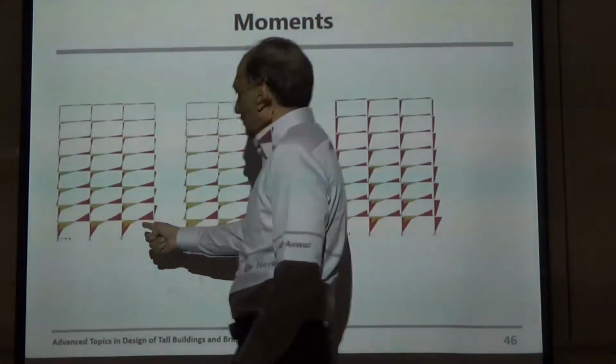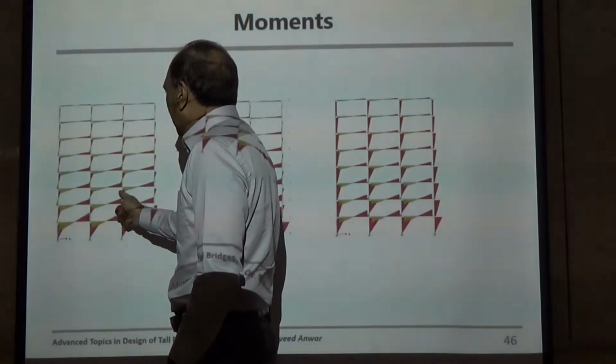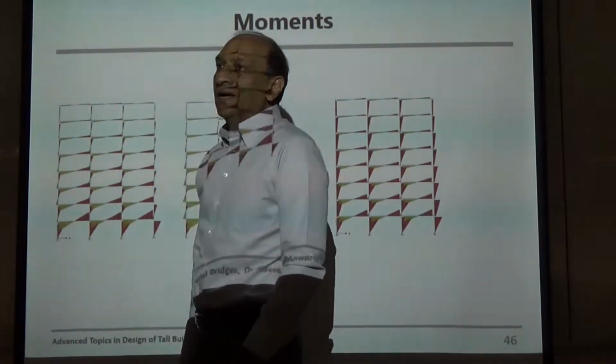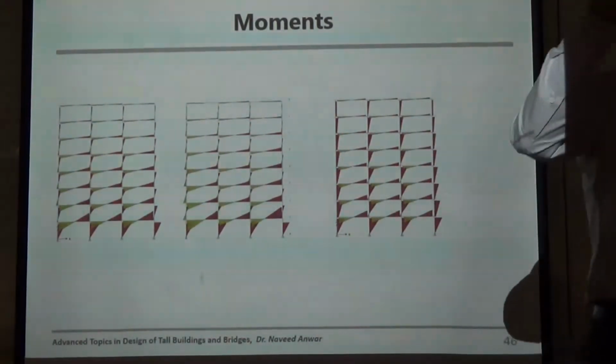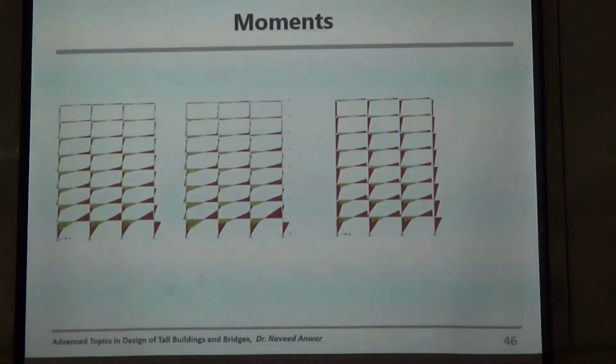Same is the case with columns. So the column bending moment also is increasing as we go down and becomes nearly zero at the top. So it's not constant. The bending moment and shear forces in the column increase from the top to the bottom, even though the gravity load also changes.